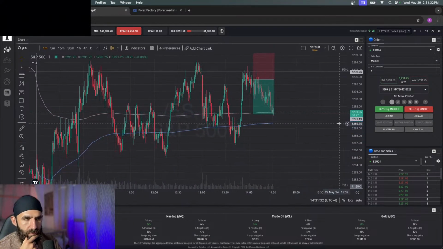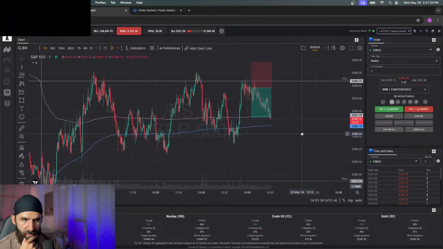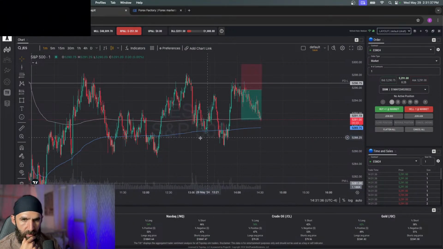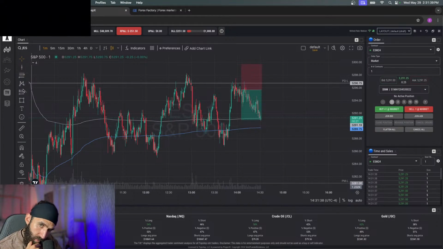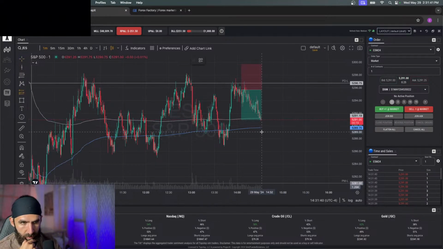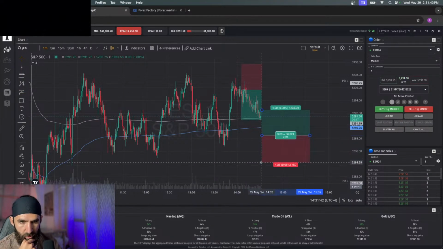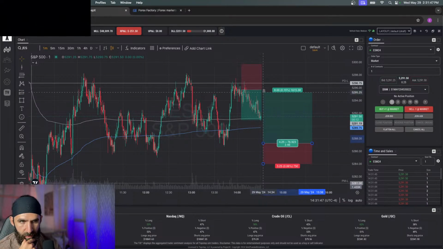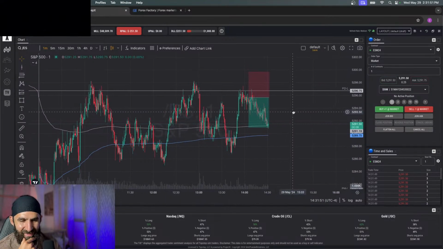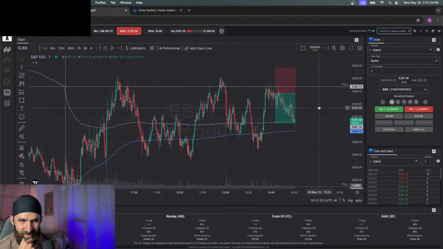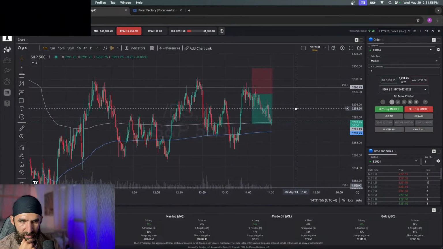Let's see. Do we bounce here from the VWAP line? Do we come down to these lows? And do we look for a buy paper trade somewhere down here to come right back up to prior day low? I don't have anything on this one, guys. I just don't.